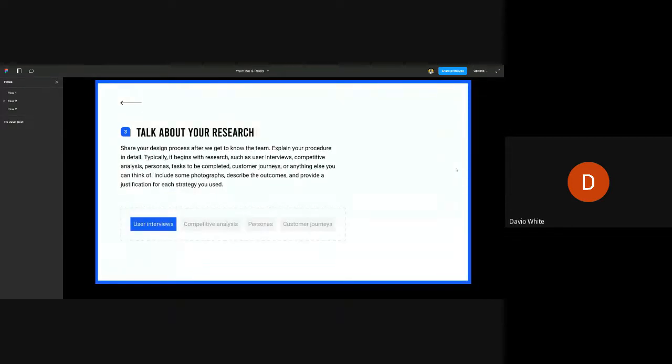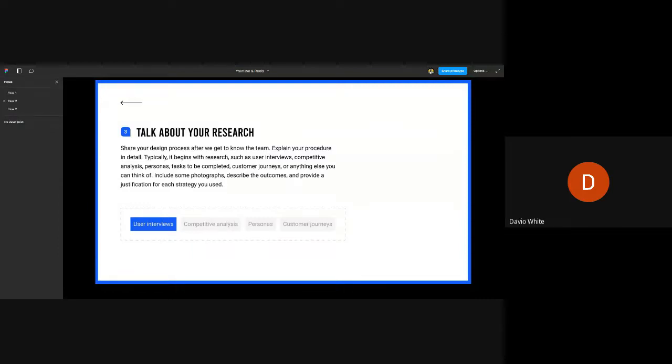Thirdly, I am stating, talk about your research. So I've decided to show you some little visuals because I'm going to do more in the live session. So talk about your research, share your design process after we get to know the team. So we've gotten to know the team. So share your design process.